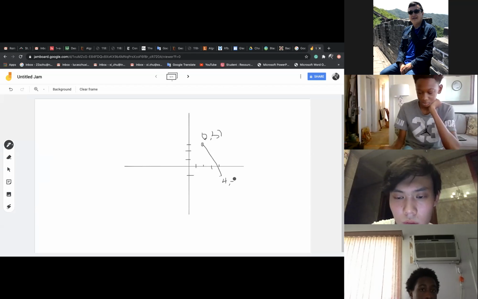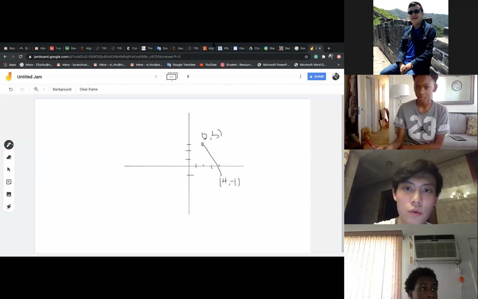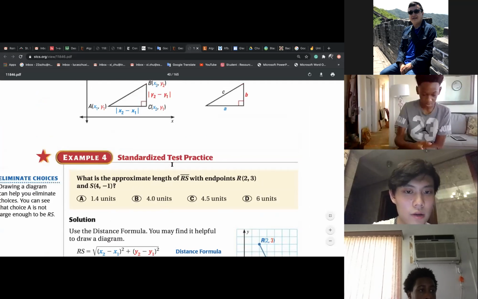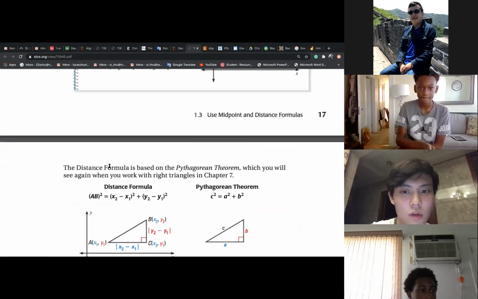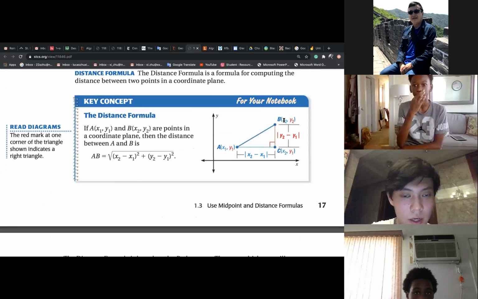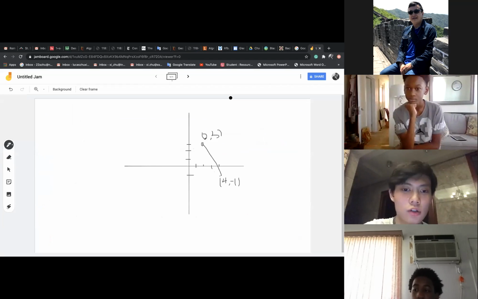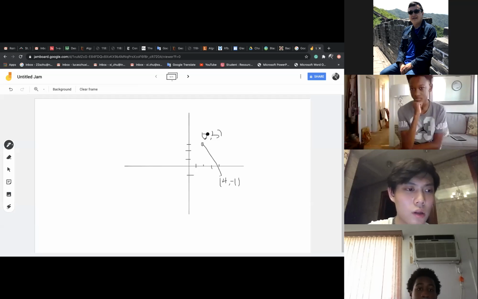So we know the distance formula, right? And so what's the distance formula? Do you still remember? Yeah. It's right here, right? So remember, you use x2 minus x1 and y2 minus y1, right? So try to do it right here.